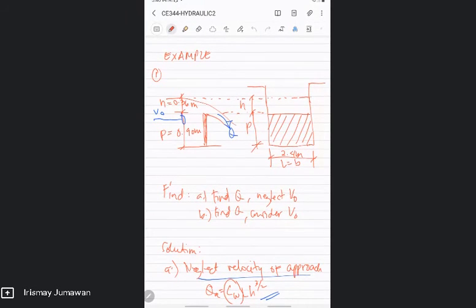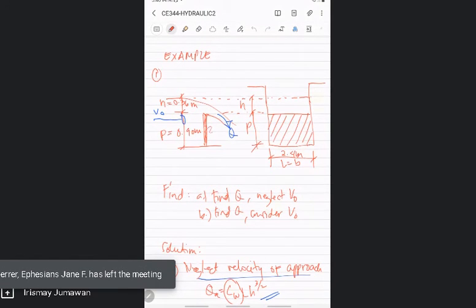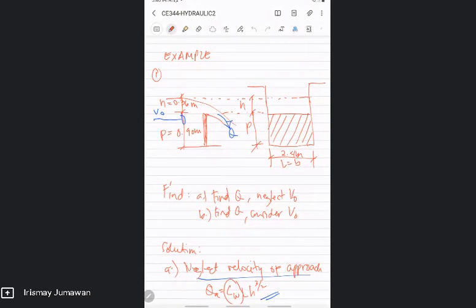In the channel, a rectangular weir is placed to measure the discharge. The height of the channel is 0.90 meters and the head is 0.36 meters. There is a velocity of approach, that is the V0, the velocity of your channel approaching the weir. We will find the discharge first neglecting the velocity of approach, then we will find the discharge considering the velocity of approach.